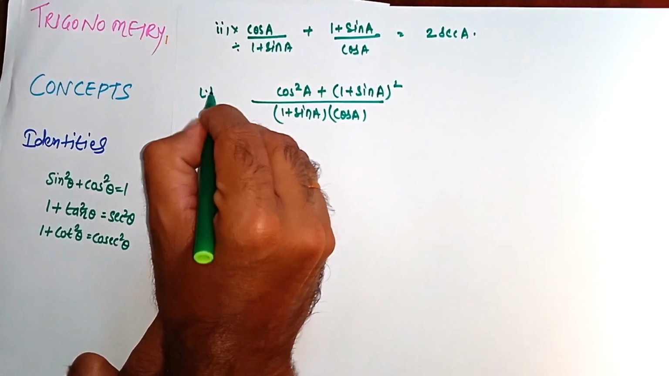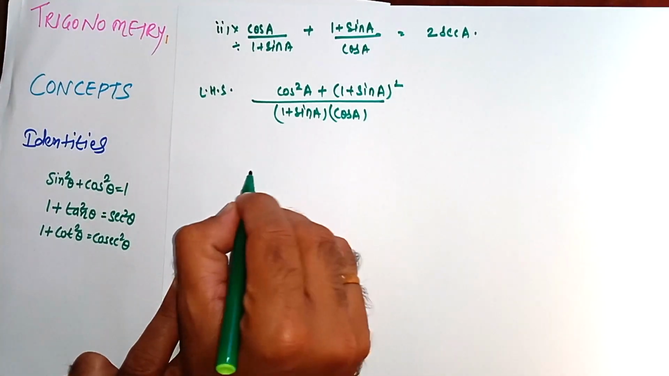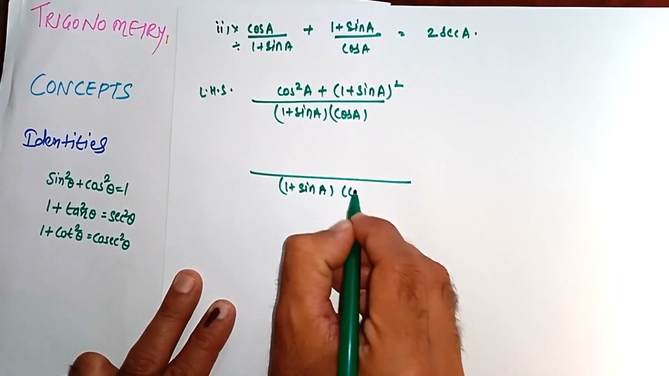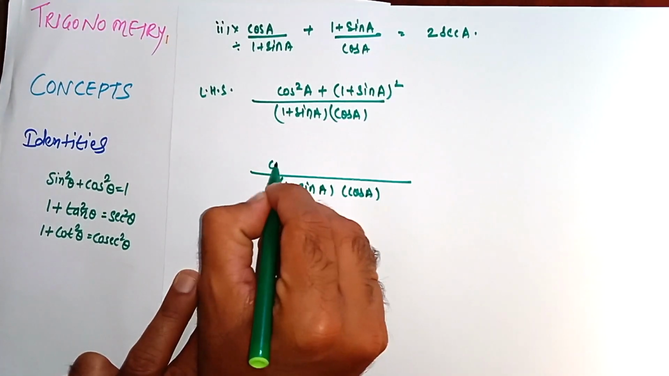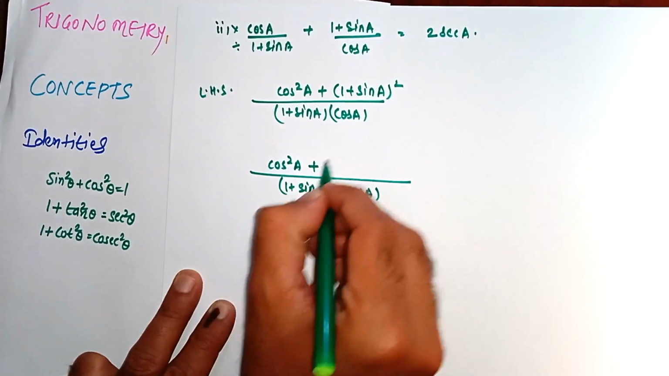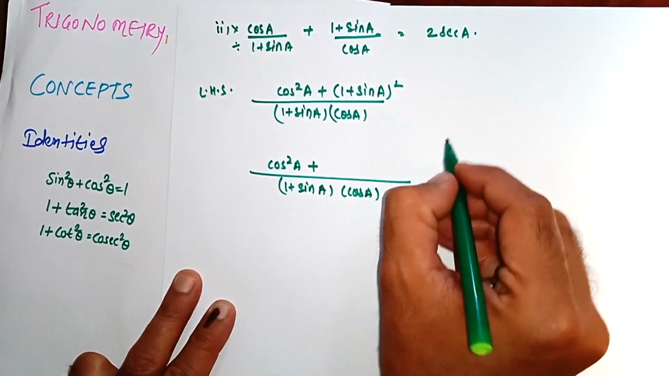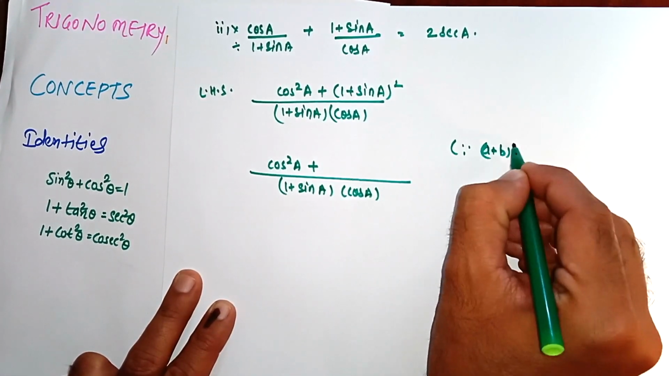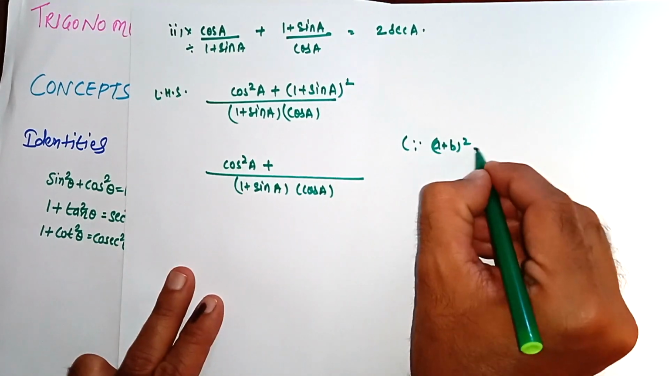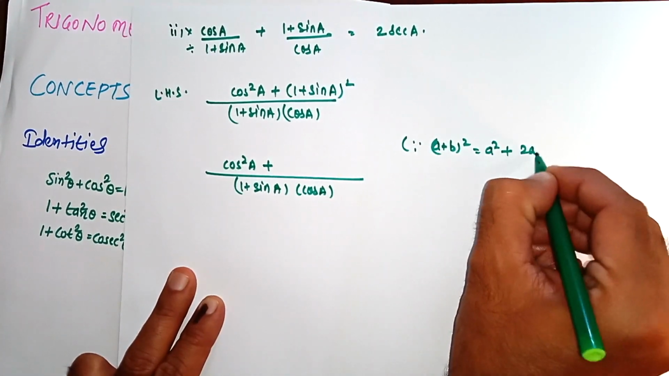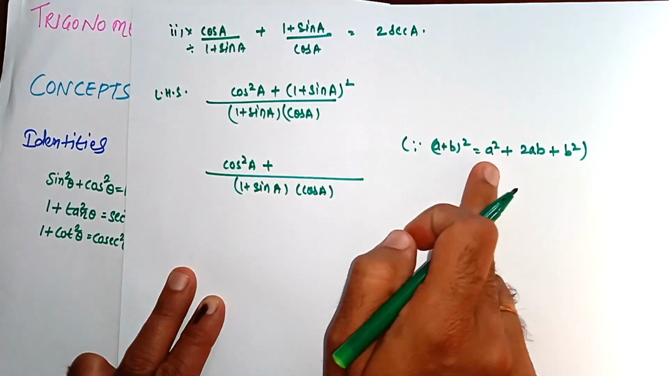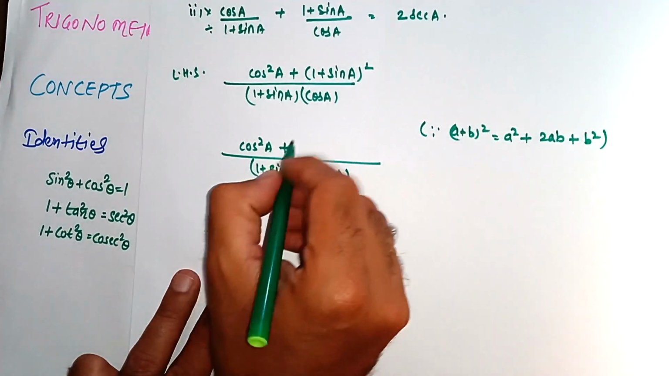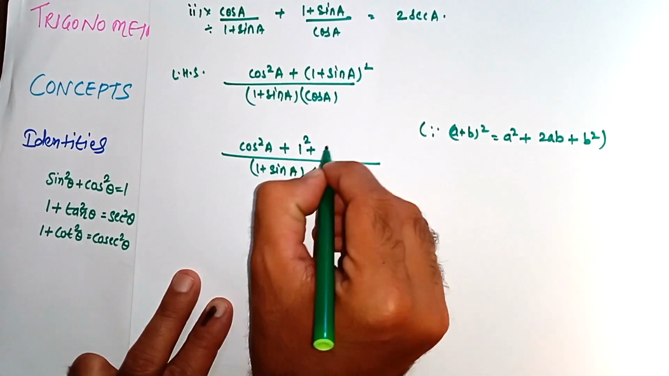We have taken the LHS. Now again 1 plus sin A and cos A here. This is cos square A plus, let's open this 1 plus sin A whole square. We will apply the A plus B whole square identity, which is A square plus 2AB plus B square. What is A here? A is 1, and what is B here? B is sin A. So write 1 square plus 2AB.